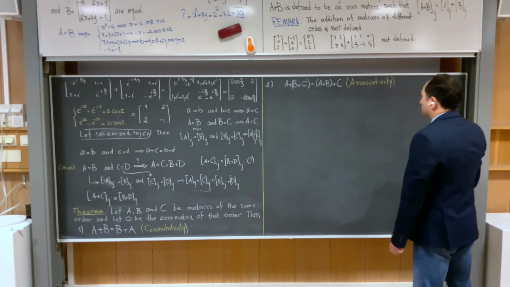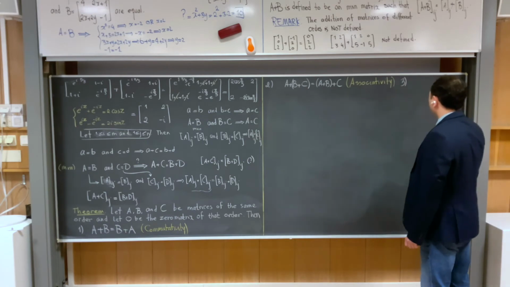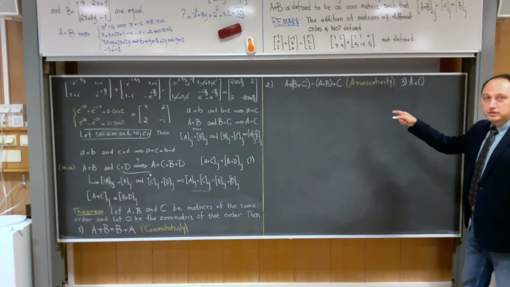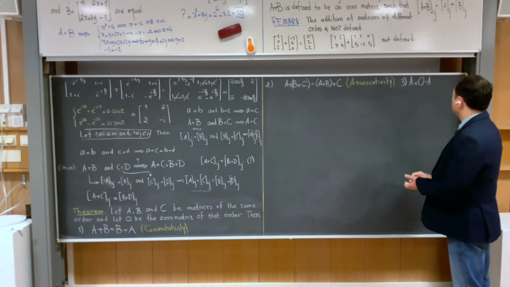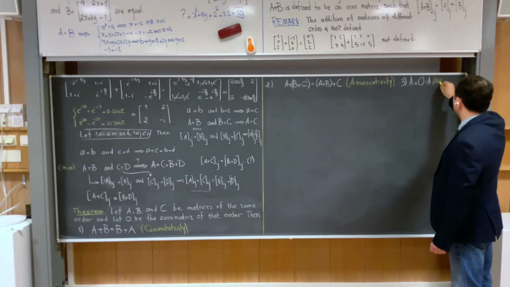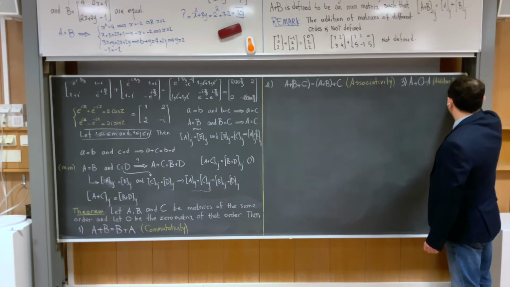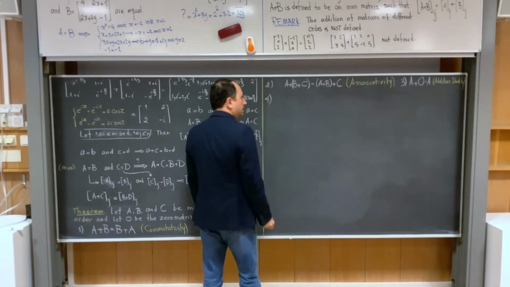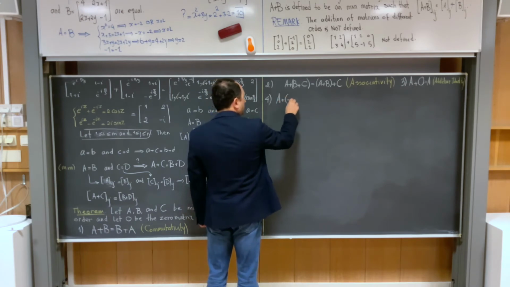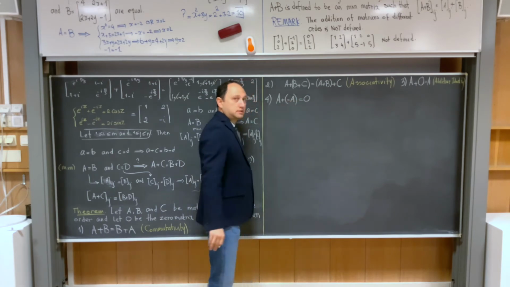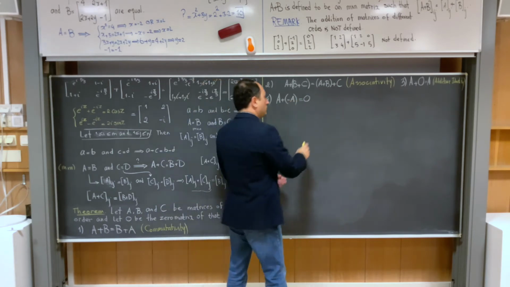So number 3, if I have any matrix and I add the 0 matrix of that order to it, it becomes the same matrix. So this is called the identity, the additive identity. And finally, number 4, if I add a matrix to its additive inverse, it becomes the 0 matrix of that order, the same order of the matrix. So this is called additive inverse.